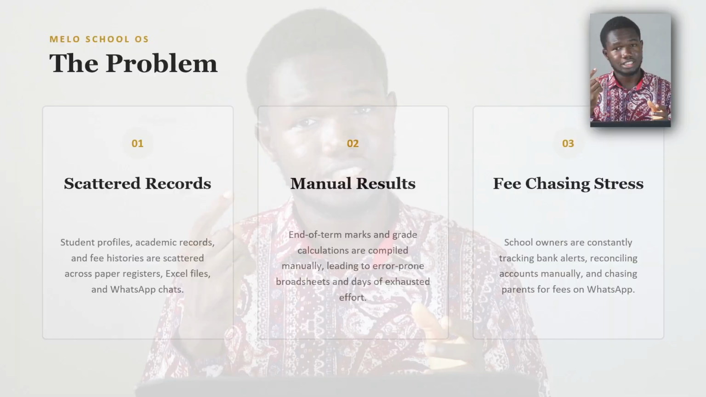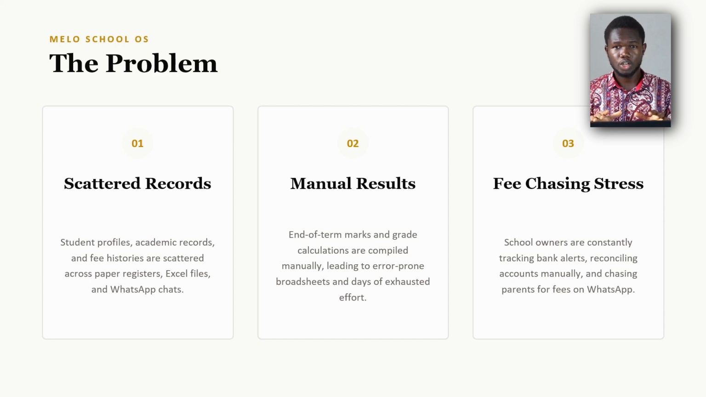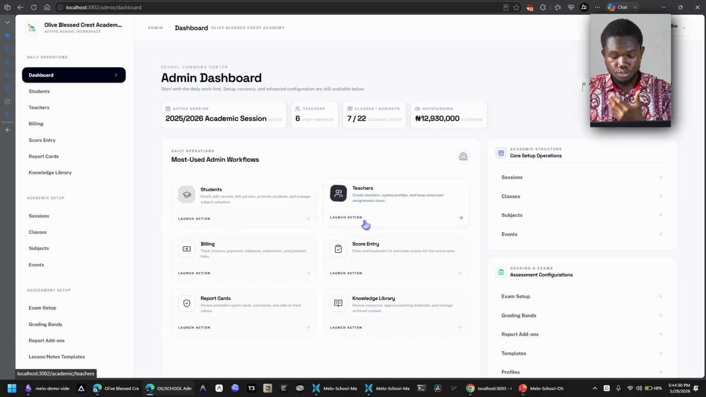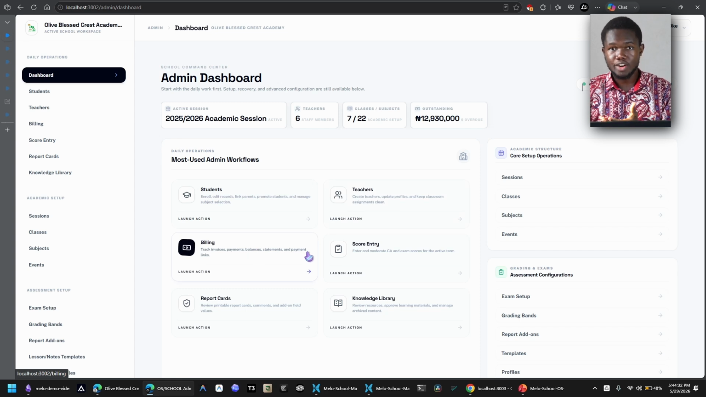Your school runs on Excel, WhatsApp, and Hope. Every term, the same cycle. Scattered student records, manual results compilation, chasing parents for fees on WhatsApp. It's exhausting. Melo School OS replaces all that with one connected system. Admin, results, fees, parents, teachers. Everything your school needs in one place.